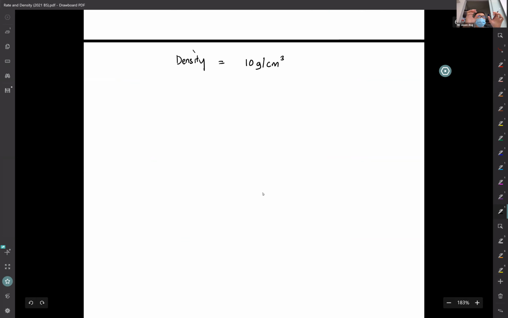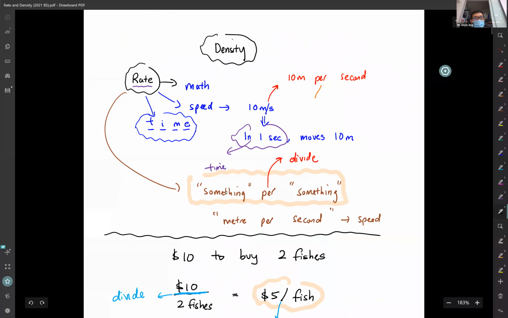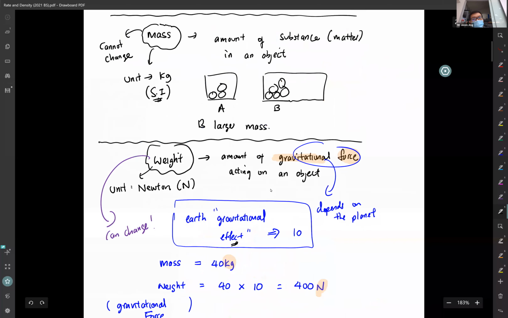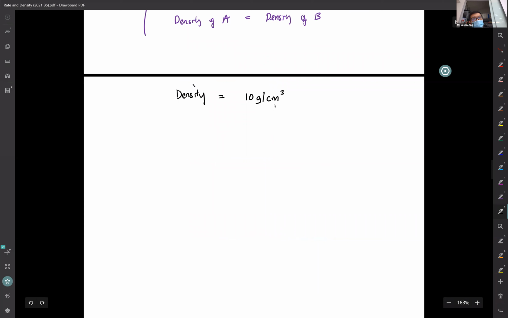Last week, I talked about this something per something. I mentioned this statement, something per something. Let me show you. Remember at the start of the lesson, I mentioned about something per something. What we are looking at is one example of that. In this case, it is 10 grams per. So I can write this as 10 grams per cm cube. Right. So can you see this is the something per something.